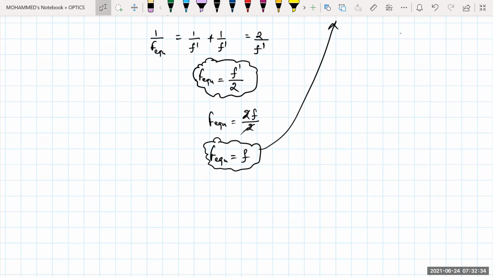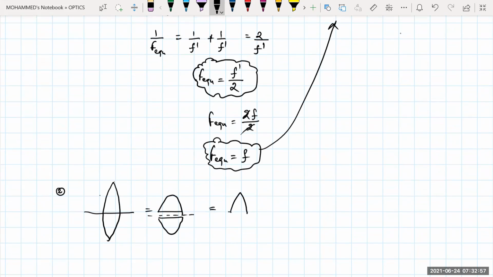The next one. If you cut the lens from the center, its focal length won't change. Intensity will change. If you cut like this, this will become one part, and another part will become like this. If two lenses are kept side by side like this, then focal length F dash. Or you keep it like this.